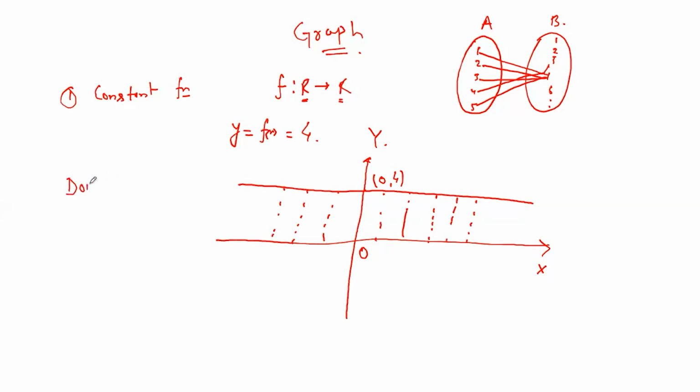In this case, you can see the domain of the function is all the real numbers. You can take any values of x, right? And the range in this case is a singleton value, and that is 4 only, right? So domain and range through the graph. This is the first example, right? So going for the second function, the graph of the second function is the identity function.